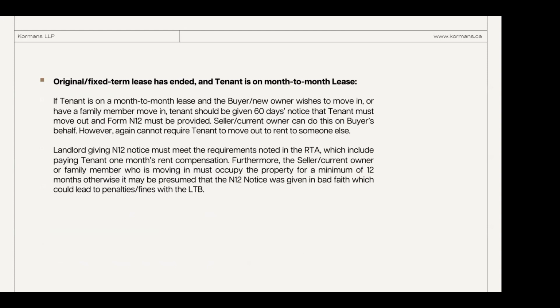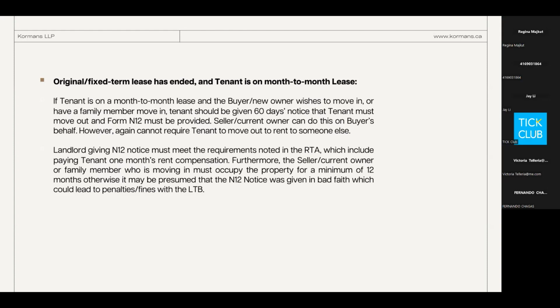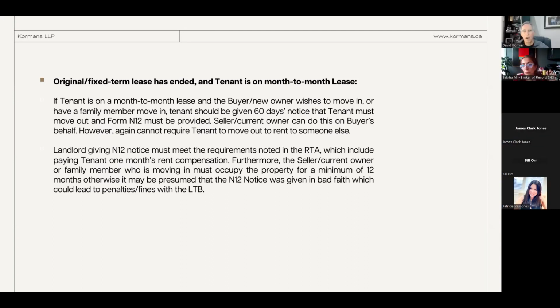And remember, the tenants seem to have more rights than landlords to some extent, because the tribunal is always reluctant to kick out a tenant and always prepared to give a tenant more time to find a place. They don't want someone kicked out onto the street. So if a tenant's a month-to-month tenant and a buyer wants to move in or have a family member move in, we're back to that 60 days notice that the tenant must move out because the buyer wants it for their own family member. So the seller can, while the seller owns it, do this on the buyer's behalf, okay, and issue that to get the time ticking on it, okay?